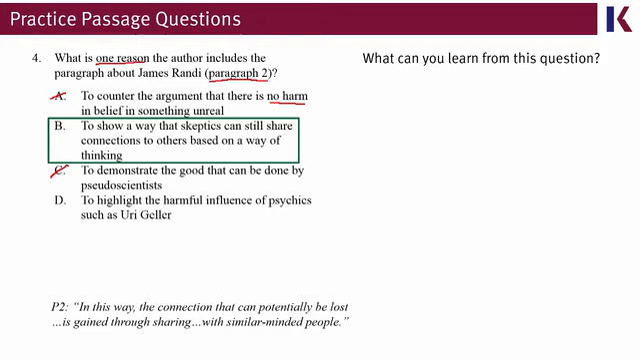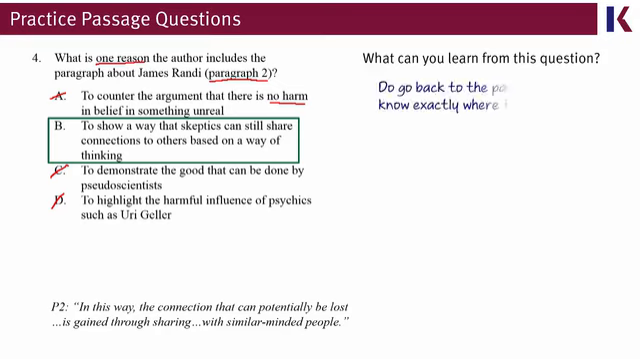And as for letter D, this is another faulty use of detail because our author is not out to highlight the harmful influence of psychics like Uri Geller. That's just a detail that gets mentioned about James Randi, but the real point of James Randi was to show that skeptics can come together. So before we move on past question 4, take a moment and answer the prompt on screen. What is a good takeaway lesson from question number 4?